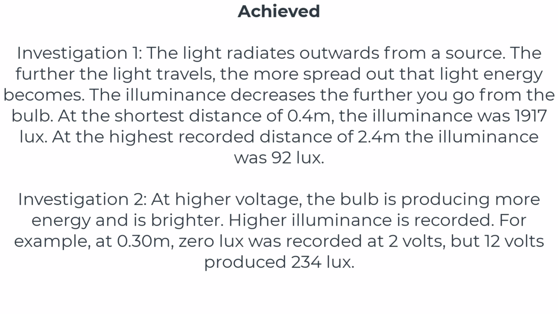And then for our second investigation, at higher voltage, the bulb is brighter and a higher illuminance is seen. So I think we've got the concept described and the relationship described there, backed up with evidence. For example, at 0.30 meters, 0 lux was recorded at 2 volts, but 12 volts produced 234 lux.